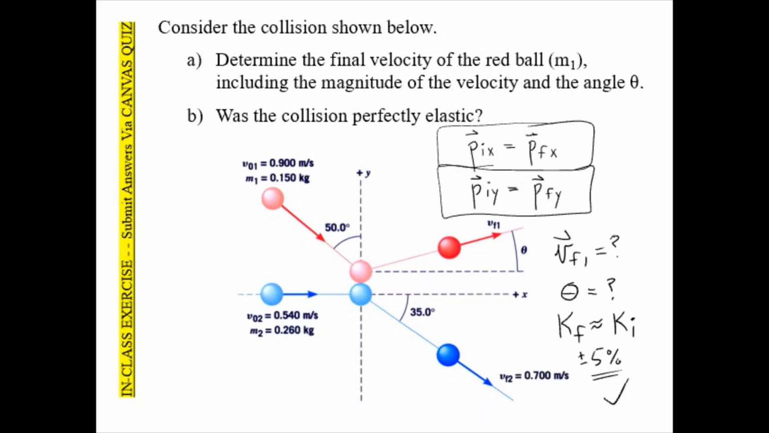Okay, it's hard to get a perfectly elastic collision in life, so we'll consider this perfectly elastic if our answer between the final kinetic energy compared to the initial kinetic energy is off by about 5% or less. We'll consider that perfectly elastic. So do this problem, and then when you're ready, log into Canvas and enter your answers. Okay.